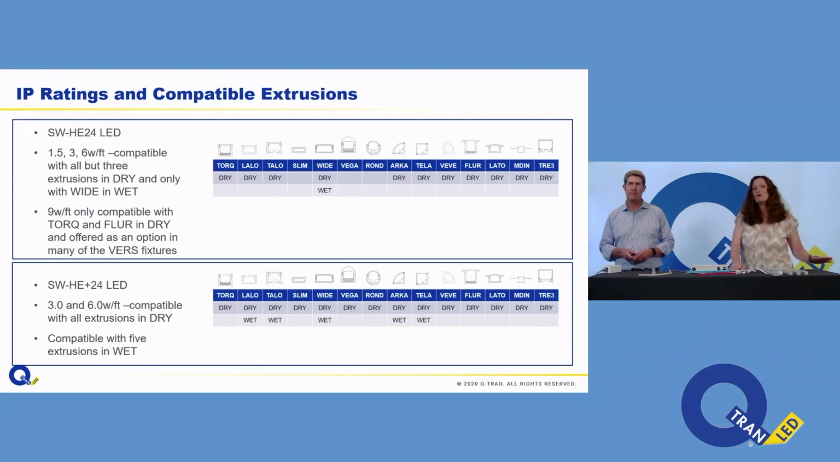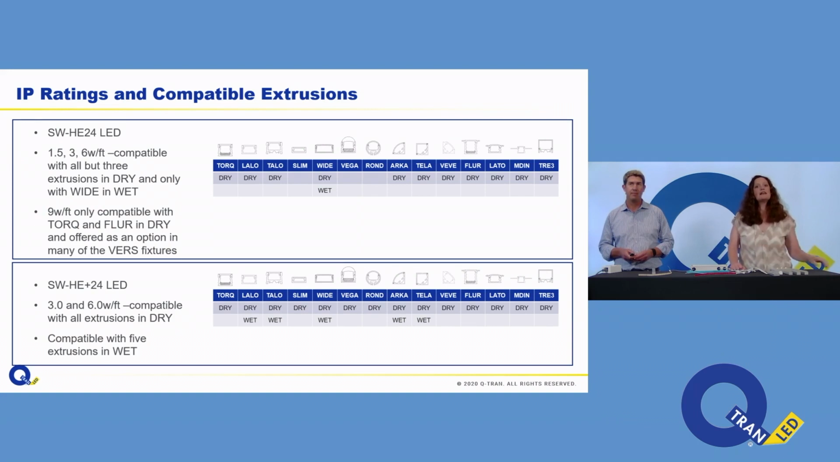Also, we should note the HE 24, which is available in 9 watts a foot, which has that great lumen output, is not wet. There are some heat issues. It has to be in an extrusion, and please, don't just run it bare; it needs some metal. There are lumens pumping out of that, so there's some heat management that needs to happen.